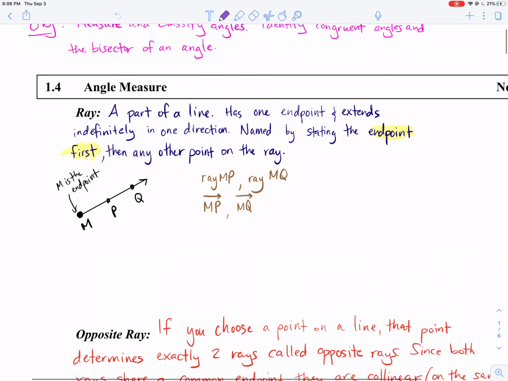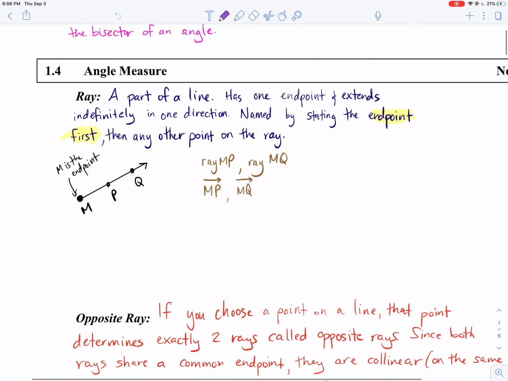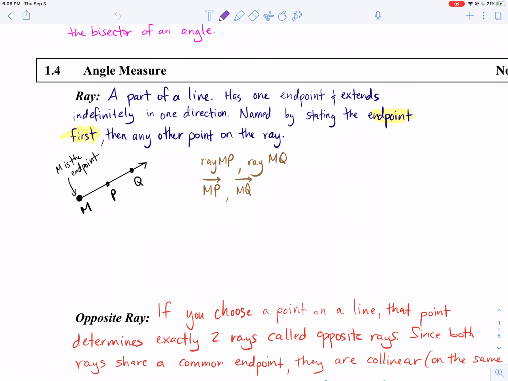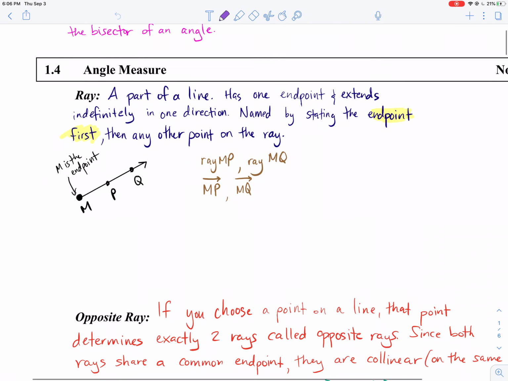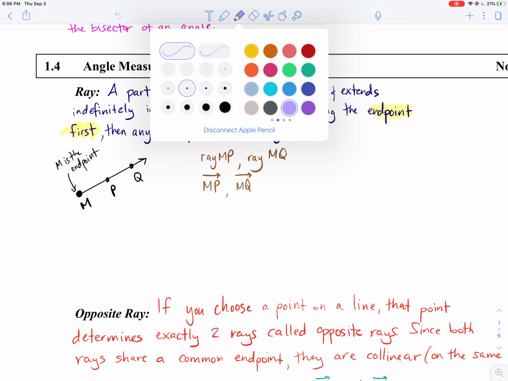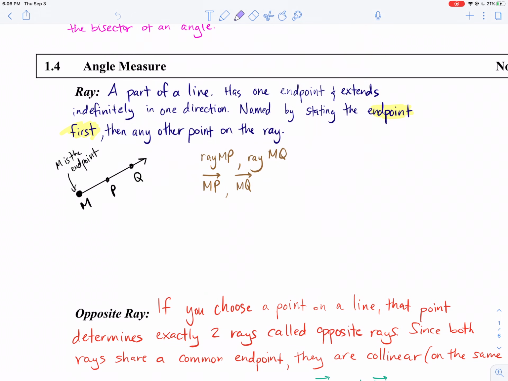So for our 1.4 notes, we're going to talk about ray. A ray is the part of a line that has one endpoint and extends indefinitely in one direction. It's named by stating the endpoint first. It's very important. Then any other point on the ray. So in our case here, we have our endpoint as M, and we have the point P, and we have the point Q.